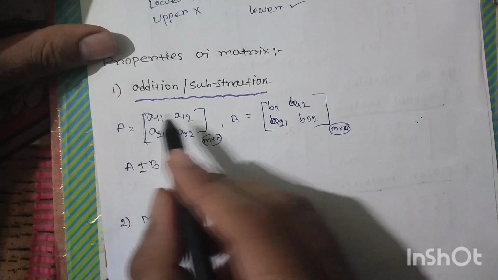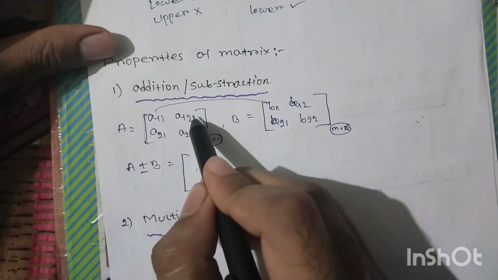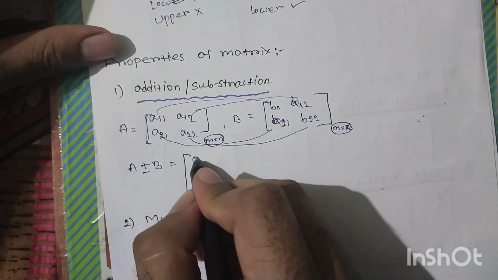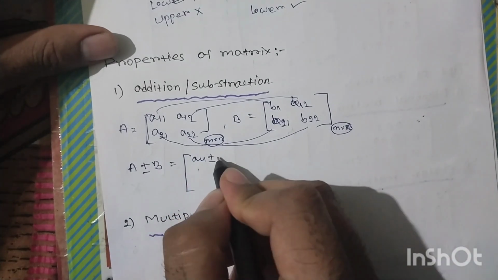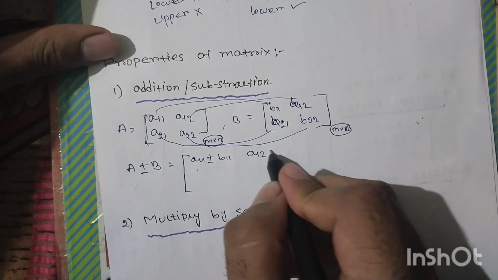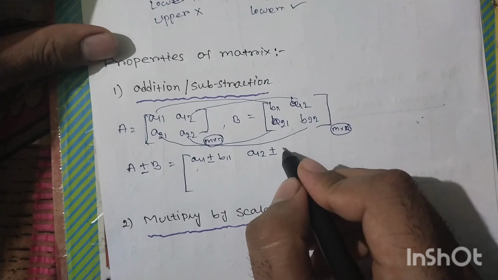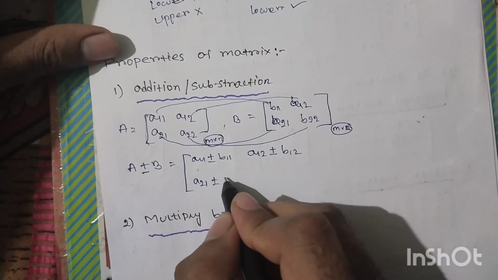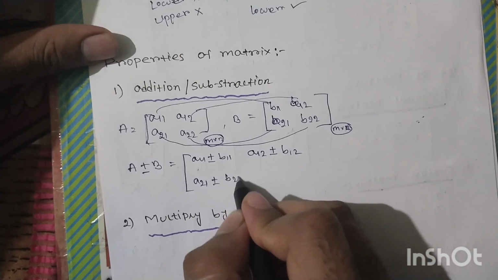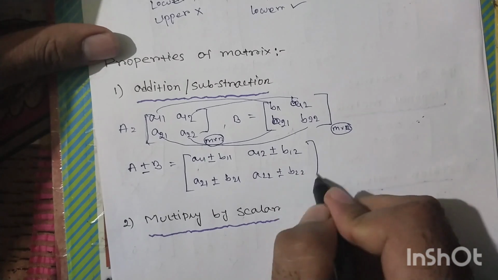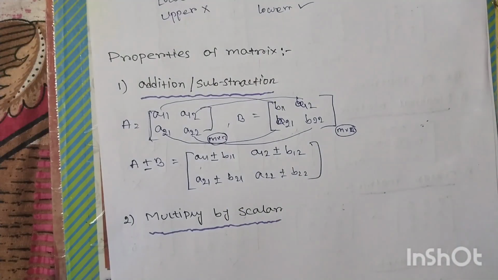So component wise means, like A11 addition or subtraction with B11. Similarly A12 addition or subtraction with B12, A21 with B21, A22 with B22. This is the matrix operation, addition operation or subtraction operation.